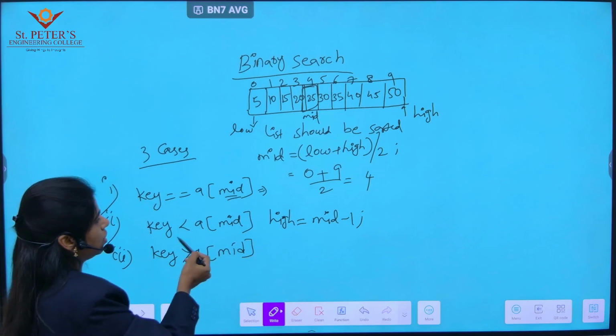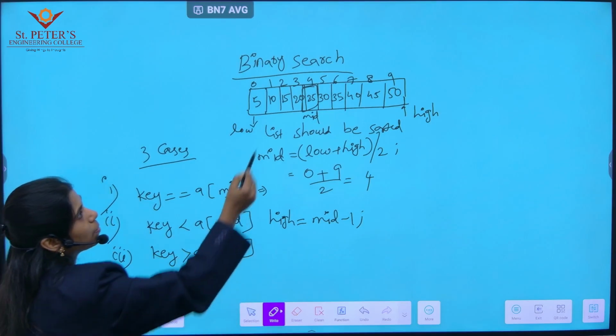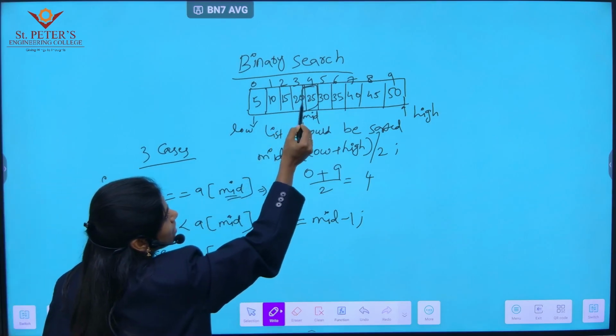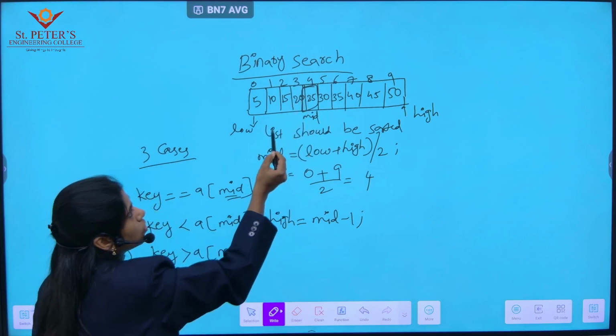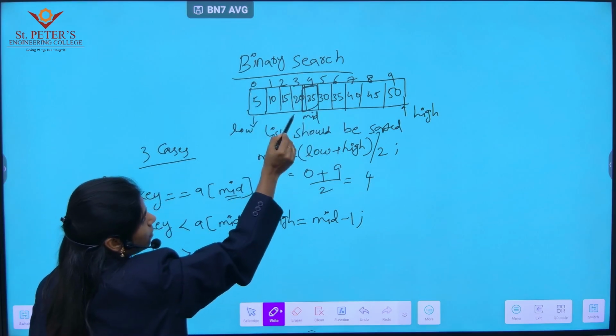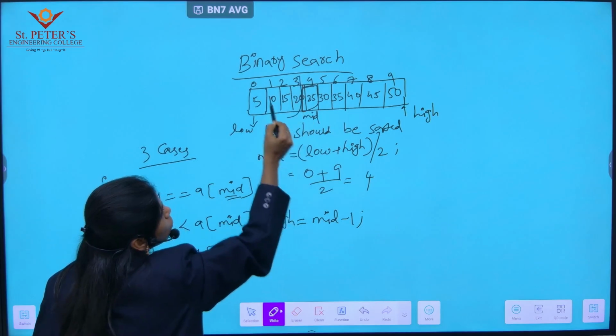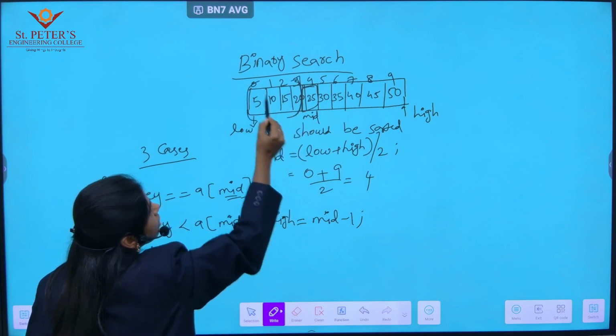Because here your search element is less than the mid element, which means compulsorily it should be in the left half. That element must be in this left half, so we are going to perform the searching operation in this left half only.